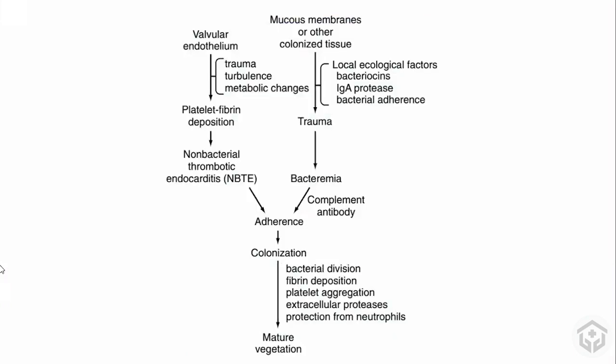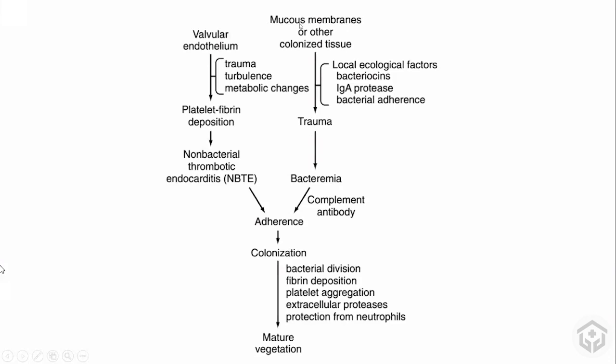But in that case, the damage is caused by other features like turbulent blood flow or metabolic changes. Turbulent blood flow can occur when there is high flow through septal defects, like stenosis or a VSD with high pressure. At those times you will develop turbulent flow, and that will damage the valvular endothelium. In that case, non-bacterial thrombotic endocarditis will develop.